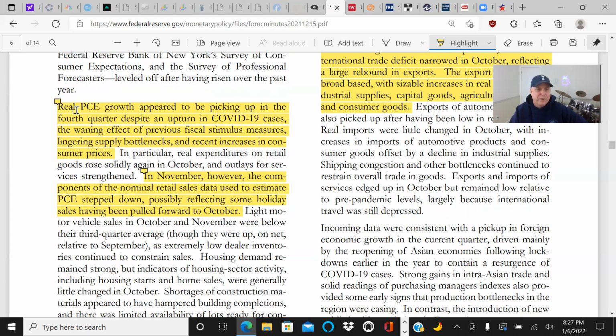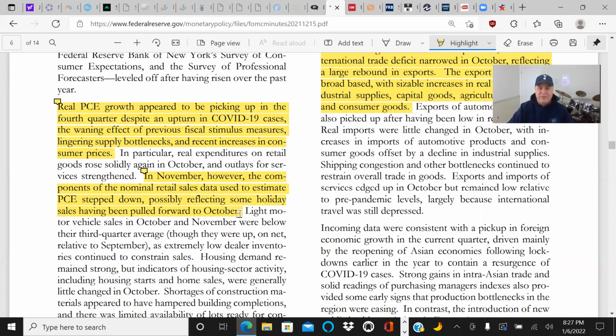All right, so real PCE growth appeared to be picking up in the fourth quarter despite an upturn in COVID-19 cases. Okay, now this is good. The waning effect of previous fiscal stimulus measures lingered, along with supply bottlenecks and recent increases in consumer prices. So they're saying that there was an upturn in growth despite an upturn in COVID cases. Basically, the market and the economy are just brushing off Omicron. So they're like, okay, this is good. In November, however, the components of the nominal retail sales data used to estimate PCE stepped down, possibly reflecting some holiday sales having pulled forward to October.